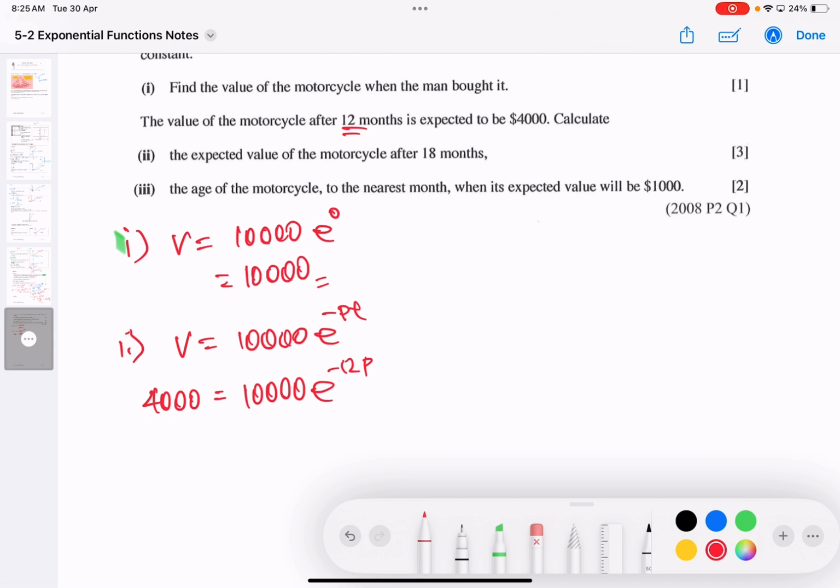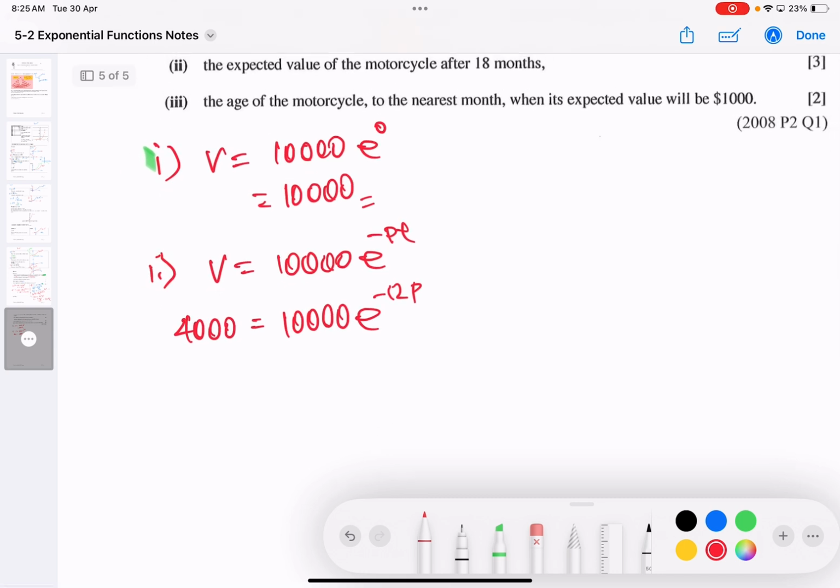They want us to calculate the expected value of the motorcycle after 18 months, but we need to first calculate what P is. How do you think we can calculate what P is? I'm going to give you a hint which you should have already known. I'm going to divide both sides by 10,000. So I'm going to get 4 over 10 is equal to e to the power of negative 12P.